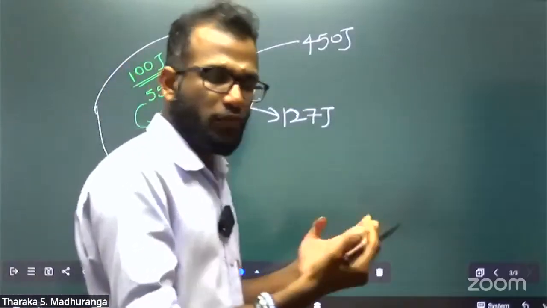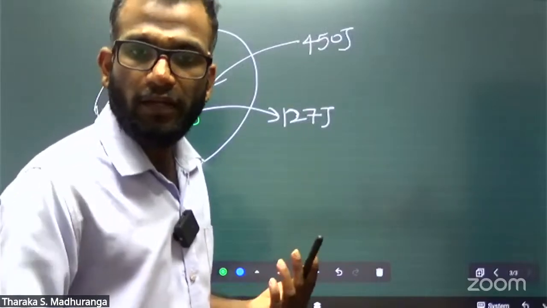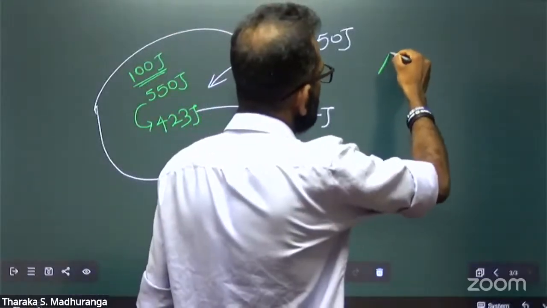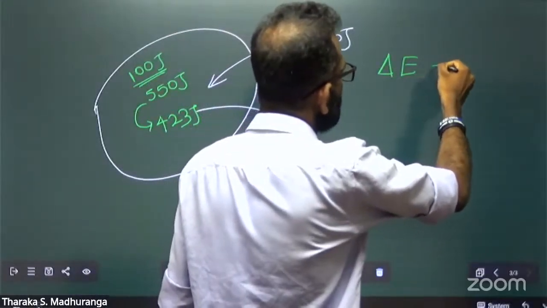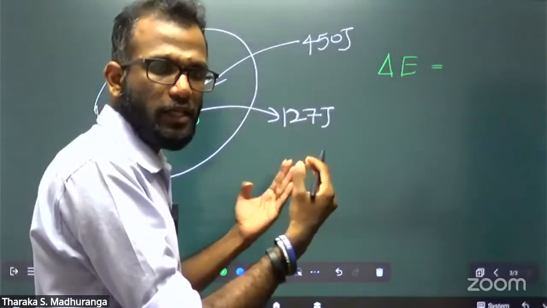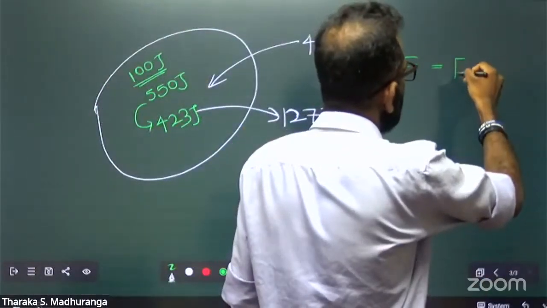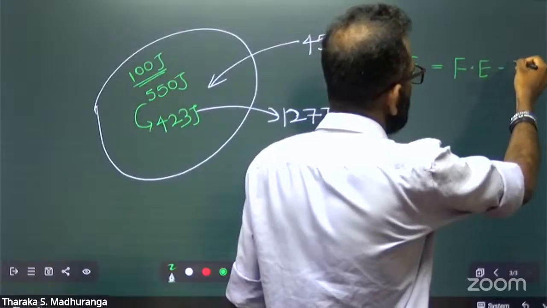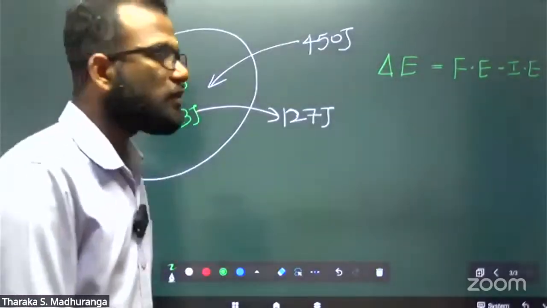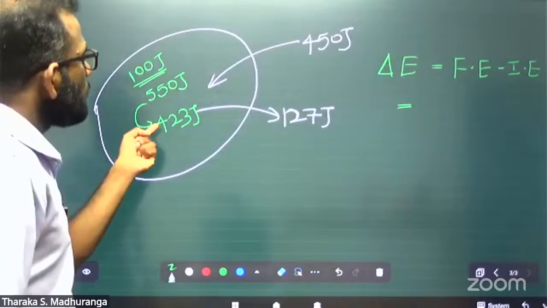Now the question asks for the internal energy difference of the balloon. How do we get the internal energy difference, meaning delta E? I told you delta E means the energy difference: final energy level minus initial energy level. What is the final energy level now? The final energy level is 423.